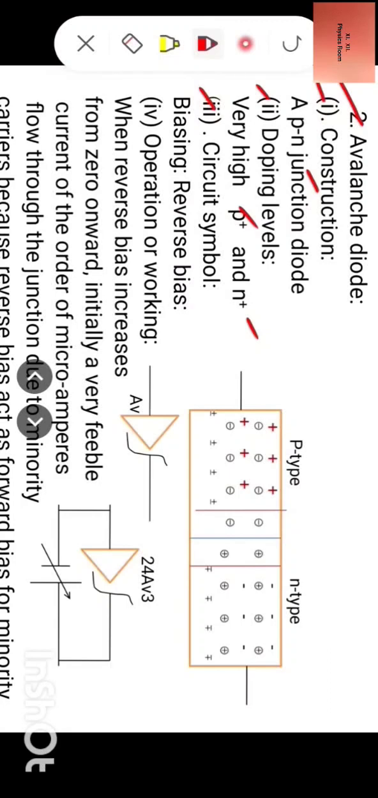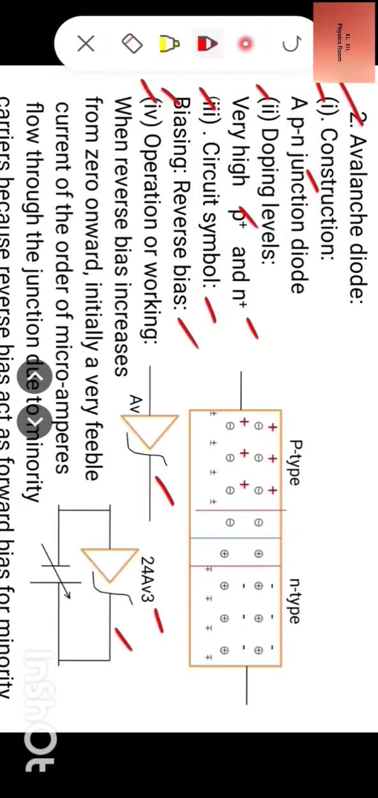3. Circuit symbol. This is the circuit symbol of avalanche diode. We draw the circuit symbol of Zener diode and write AV. AV means avalanche diode. It becomes avalanche diode. Biasing. It operates under reverse bias conditions. Here we have applied reverse bias to avalanche diode, which is 24 AV3, meaning its breakdown voltage is 24.3 volts, which is very high as compared to Zener diode of 6Z3.